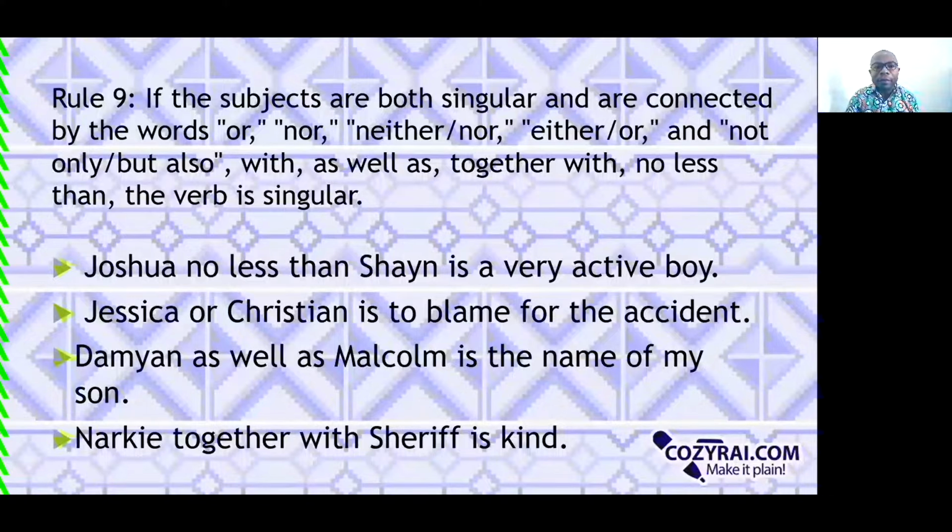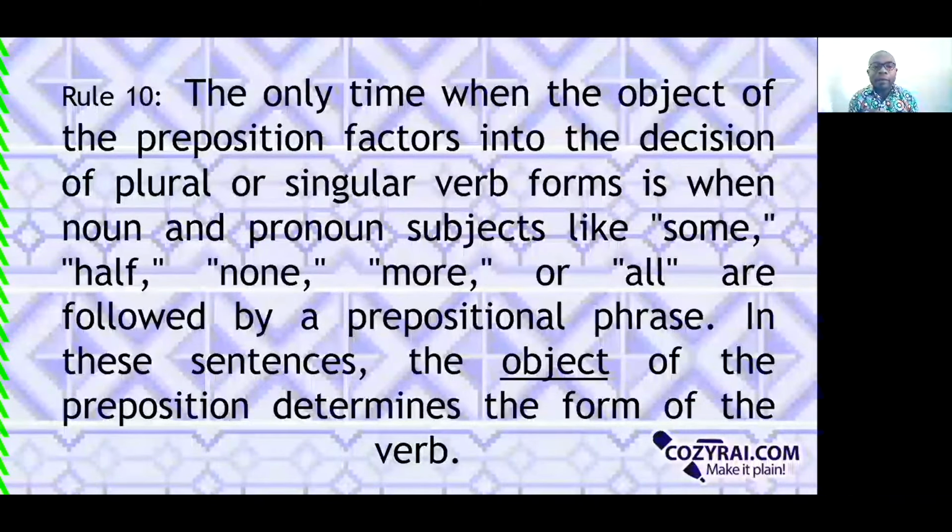Interesting, isn't it? Then the final rule for this section, rule number 10. The only time when the object of the preposition factors into the decision of plural or singular verb form is when noun and pronoun subjects like some, half, none, more, or all are followed by a prepositional phrase. In these sentences, the object of the preposition determines the form of the verb. Very cumbersome, isn't it? The examples will clarify this.